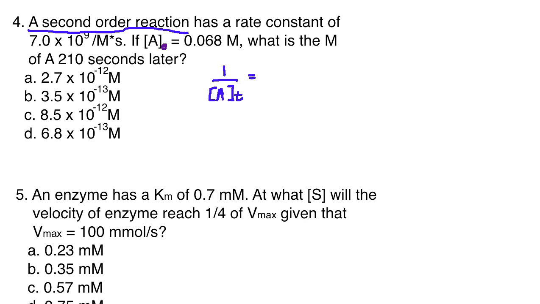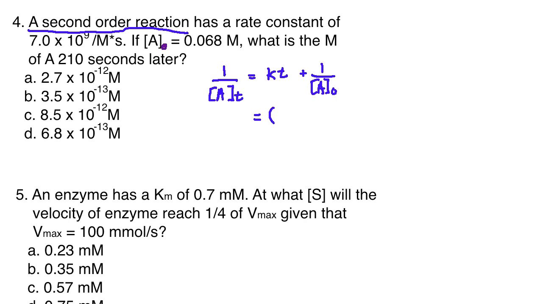We'll find the inverse and then we'll flip the value so that it will equal the concentration of A at some time t, the time being 210 seconds after the initial. Then we have KT plus 1 over the concentration of A naught. And that's the initial one, that's the 0.068. So if I want to bring some values into this, what I'm going to do is set my 1 over AT equal to the following.